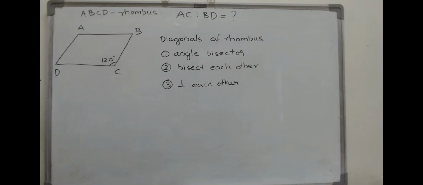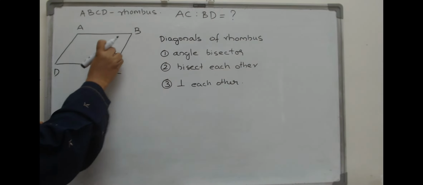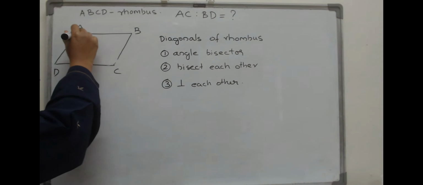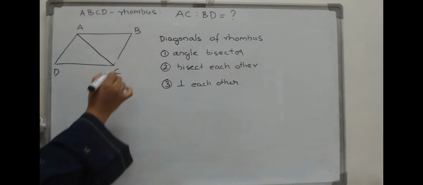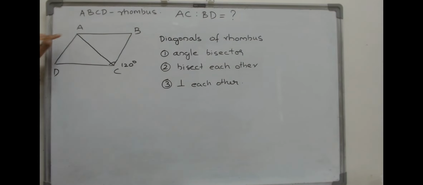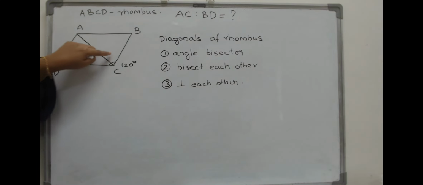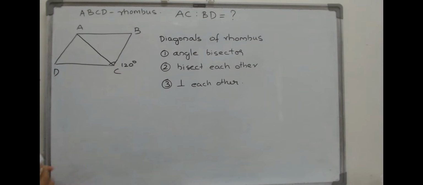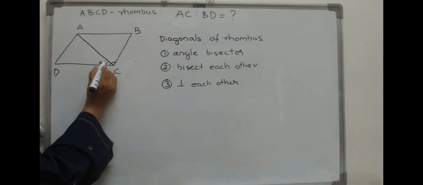First, it is an angle bisector. What does that mean? If you have a diagonal, then it will bisect the two angles that it connects. What do we know about C? C was 120. That means this diagonal AC cuts the angle C into two equal parts, which means this much is going to be a 60.